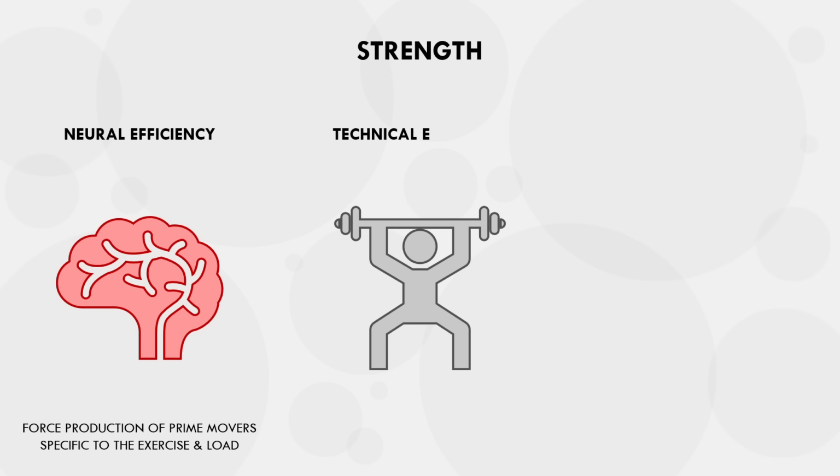Technical efficiency is similar to neural efficiency, although it is more about making the lift more biomechanically efficient. Over time, trainees can learn how to take advantage of biomechanics to leverage more load for any particular exercise. An example of this is to arch the back in the bench press, which reduces range of motion and improves our leverages to lift more weight.